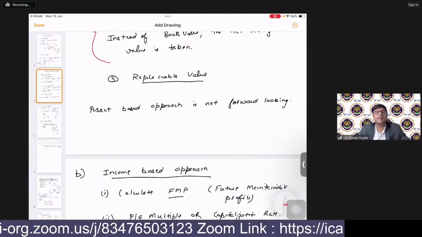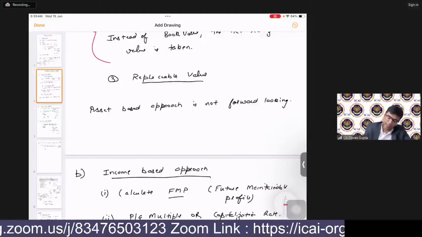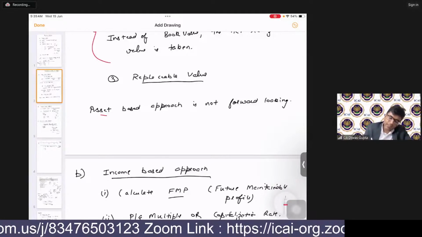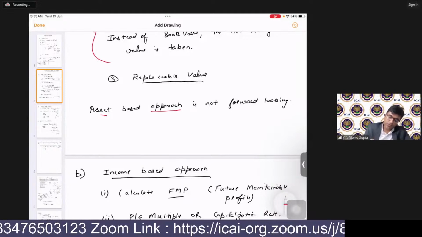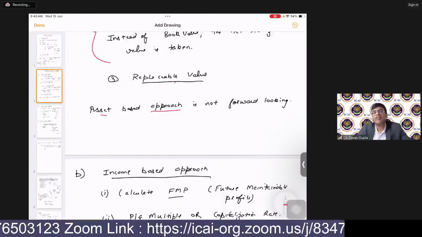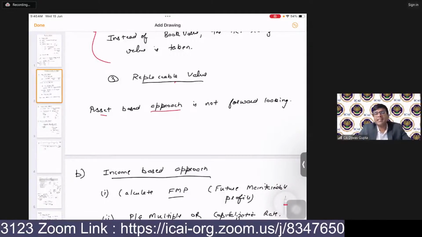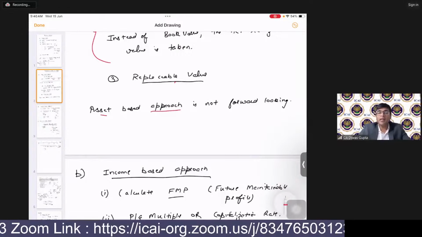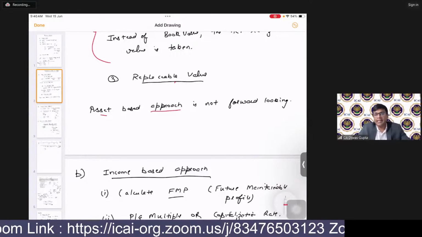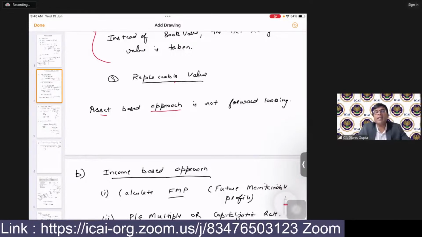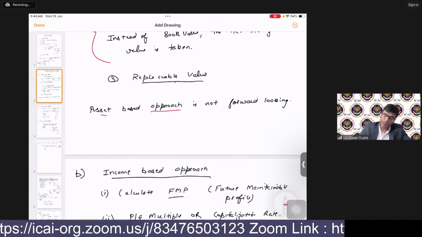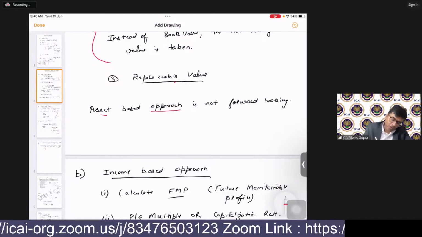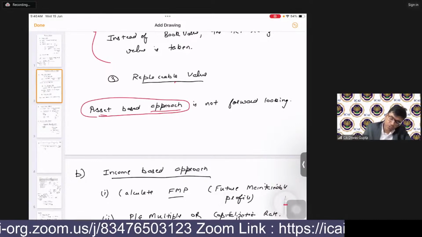Then third is the replaceable value. Replaceable value is an asset-based approach. If you replace your existing assets with similar outside assets having the same wear and tear, having the same condition, then what is the real value? But the only drawback of the asset-based approach is that it is not forward-looking.